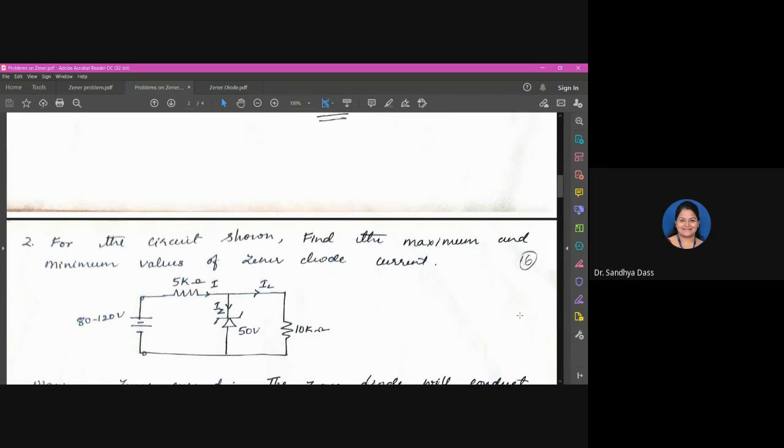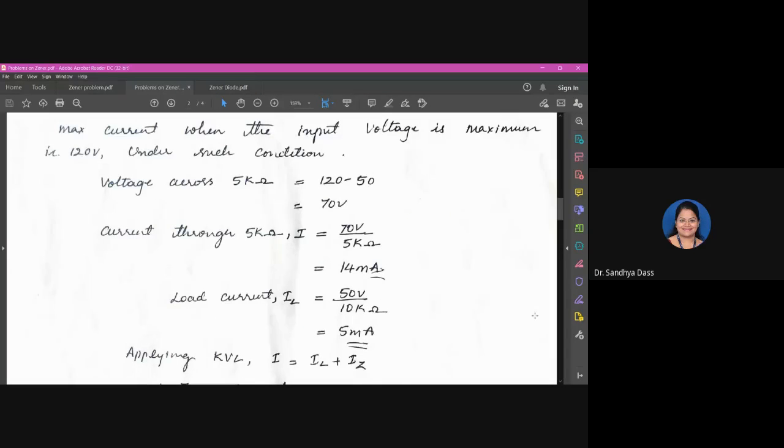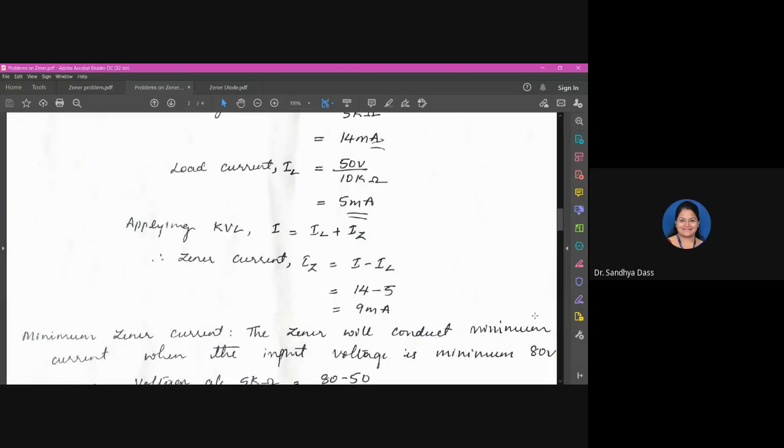What type of regulation is it? It is line regulation, isn't it? The input voltage is varying and the range is given there, with the maximum Zener current of 9 milliamps. Maximum Zener current is 9 what? Yes, ma'am, 9 milliamps. Correct.